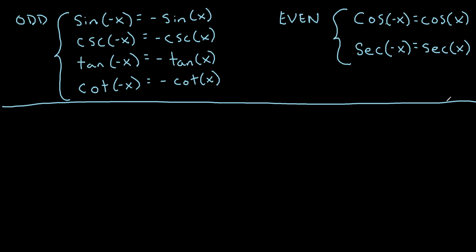And then we have these two even identities, which are the cosine of negative x is equal to positive cosine of x, and the secant of negative x is equal to positive secant of x. So let's work through a few examples and see how we can use these even and odd identities. Let's say we want to find the sine of negative 60 degrees.